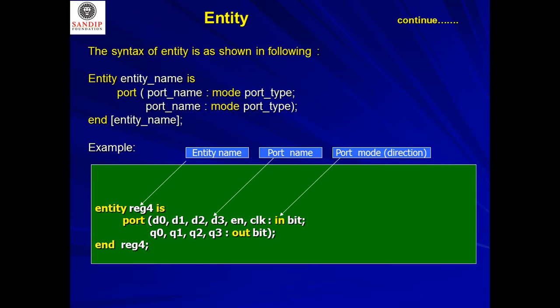Hence, in this example, register4 is the entity name. D0, D1, D2, D3, Q0, Q1, Q2, Q3 are the port names. In and out are the port modes, which describe the direction of the port. And the reserved keywords are entity, is, port, end. These are the reserved keywords.